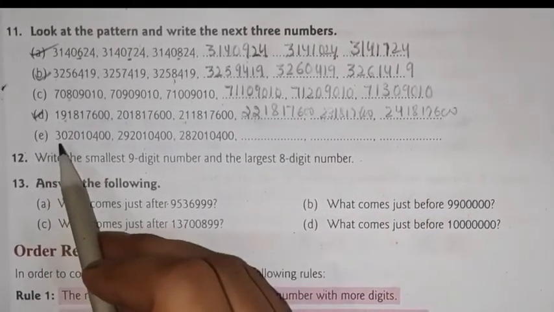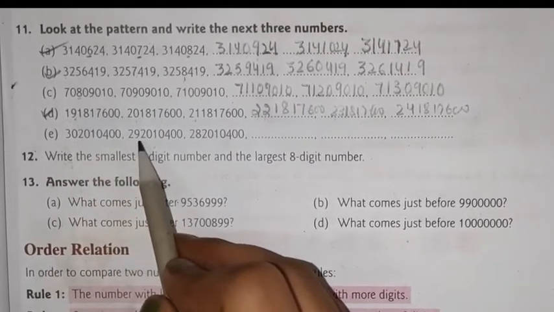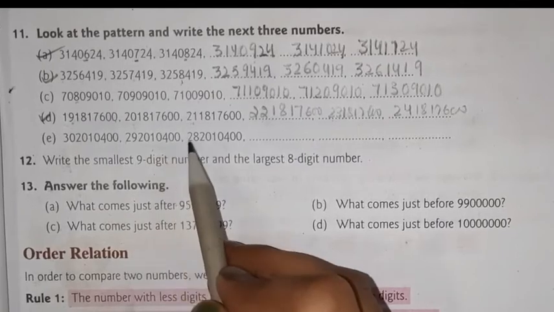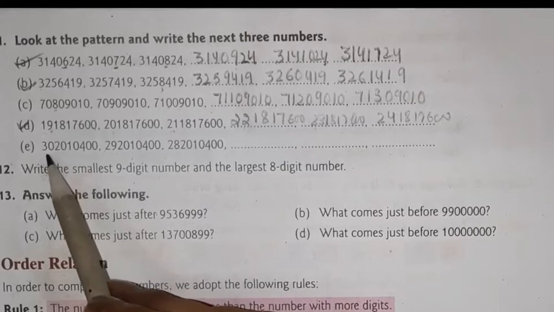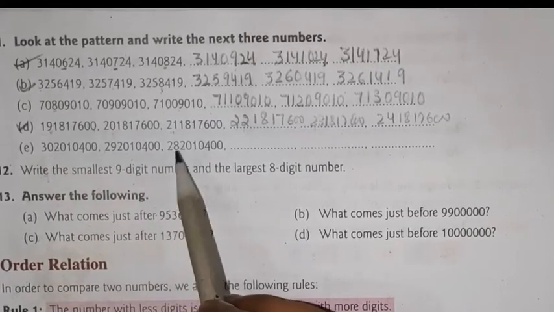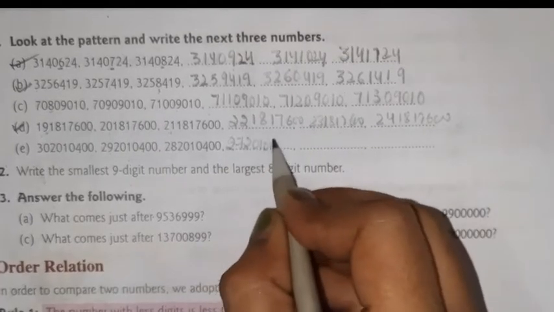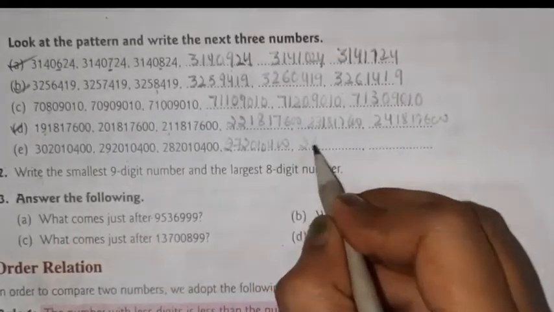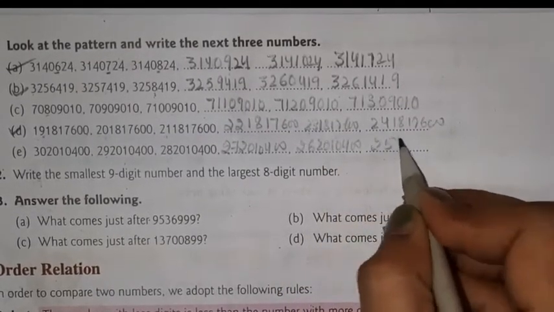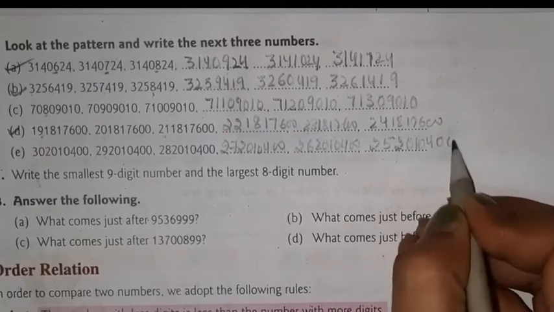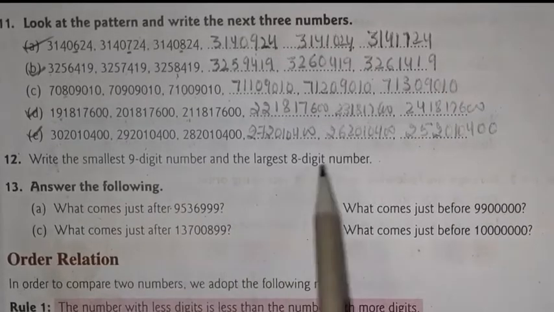In the next question we have 3020104000, 2920104000, 2820104000. So you can see 30 has become 29, from 29 to 28. So next will be 27 and the rest of the numbers will be the same. Then 26, 20104000. Finally 25, 20104000.